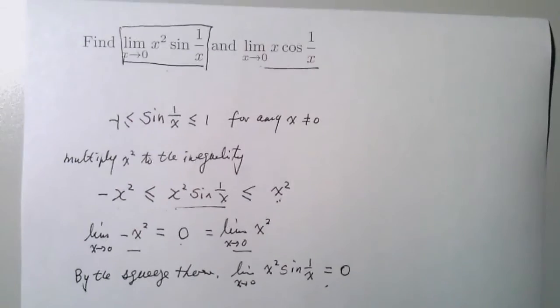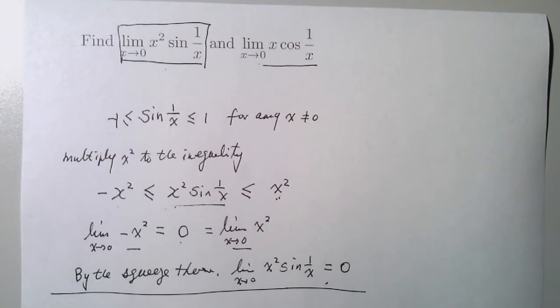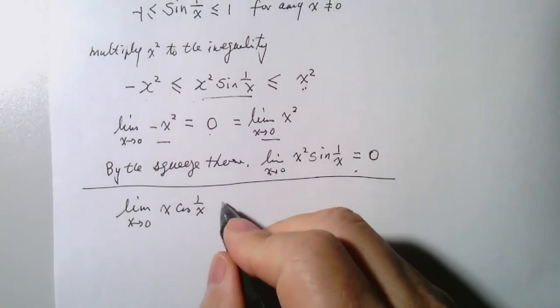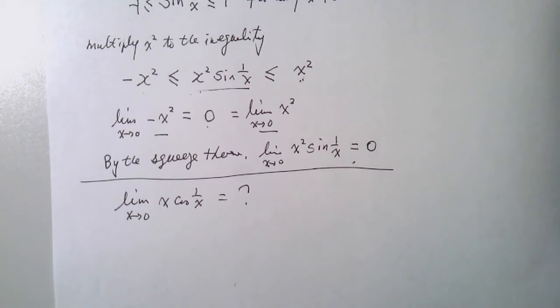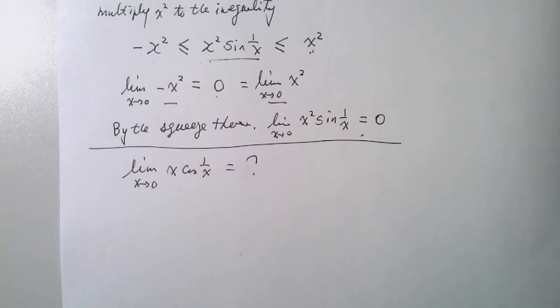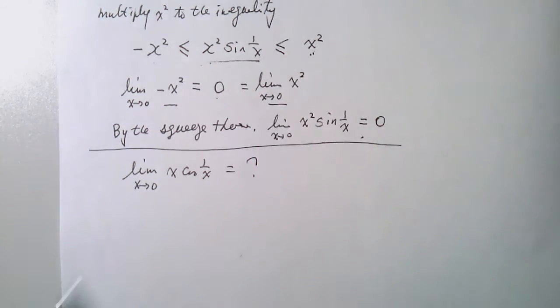So here I want to find the limit as x approaches 0 of x cosine 1 over x. I want to find what that limit is, or does that limit actually exist? First, same as what we did earlier.